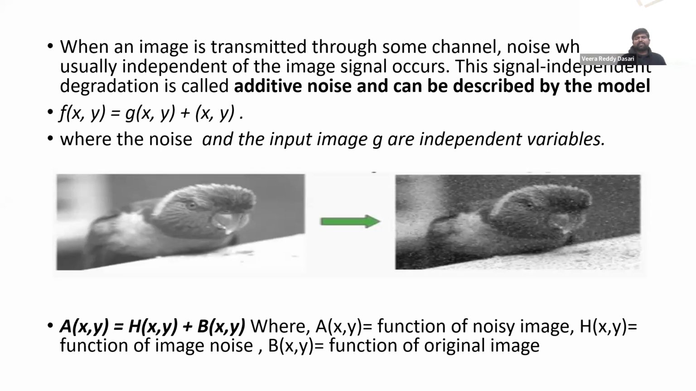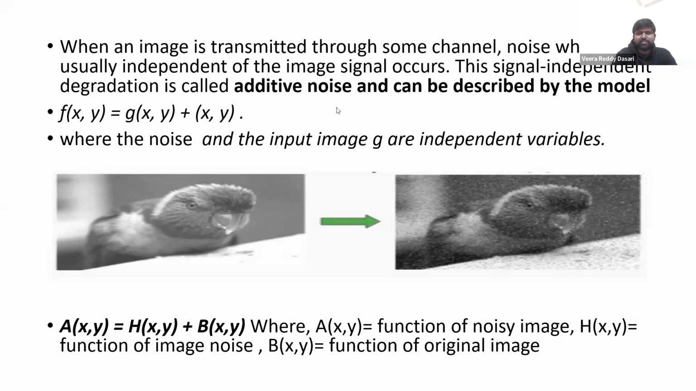Here we are representing the image mathematically using a function. a of x comma y is a function of the noise image, h of x comma y is the function of image noise, and b of x comma y is a function of the original image. So like this, we are trying to mathematically represent the concept of noise in the image.